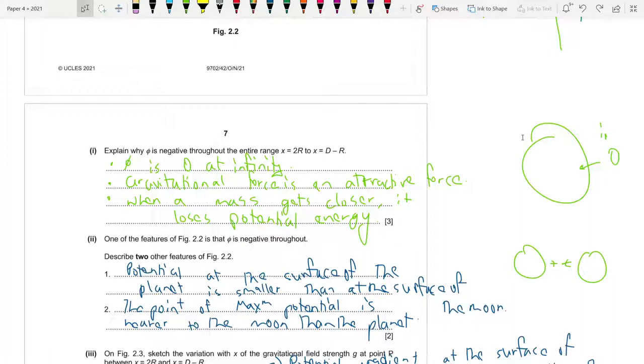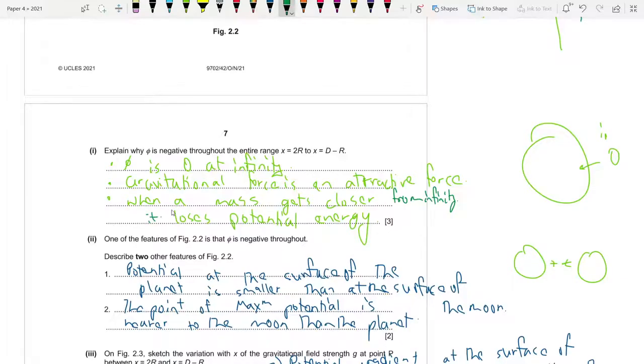It needs to lose energy, right? So when a test mass gets closer from infinity, it actually loses potential energy.